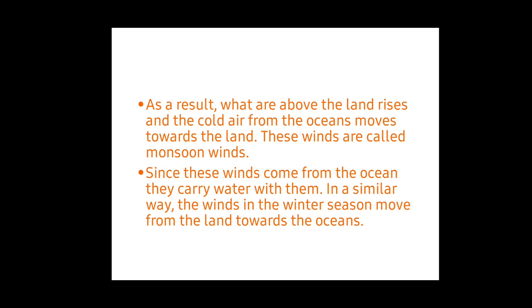As a result, air above the land rises and the cold air from the ocean moves towards the land. These winds are called monsoon winds, which means when the land becomes so hot, to balance that, the cold air from the ocean moves towards the land, and this is called monsoon winds. Since these winds come from the ocean, they carry water with them.